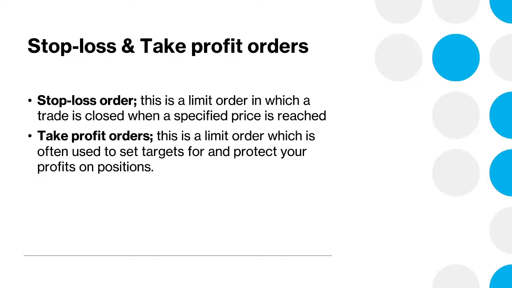The last two are stop loss and take profit orders. So a stop loss order is a limit order in which a trade is closed when a specified price is reached. And a take profit order is a limit order which is often used to set targets for and protect your profits on positions. So stop loss orders just help you to prevent blowing your account. They help minimize your losses on a specific trade that you might have taken that just didn't work out. And with take profit orders, it just helps secure those profits, so that way you walk away with your profits and the market won't be able to take them back.